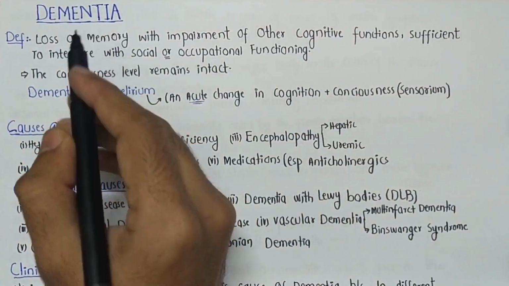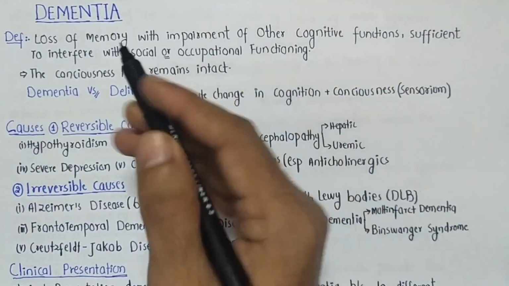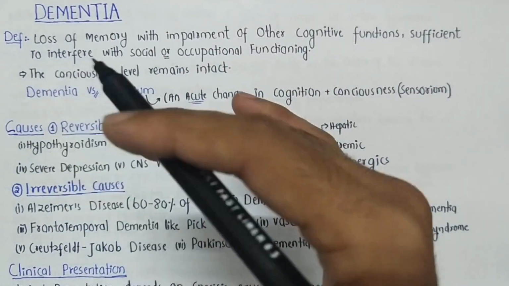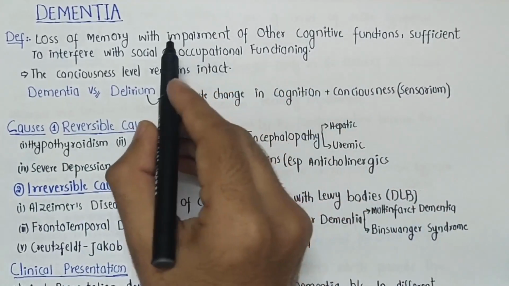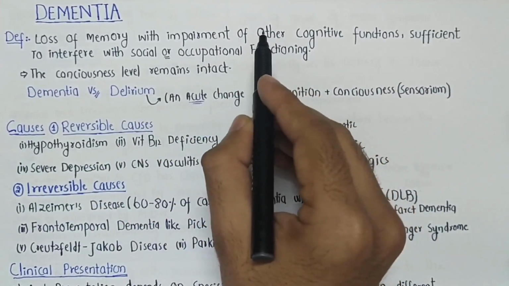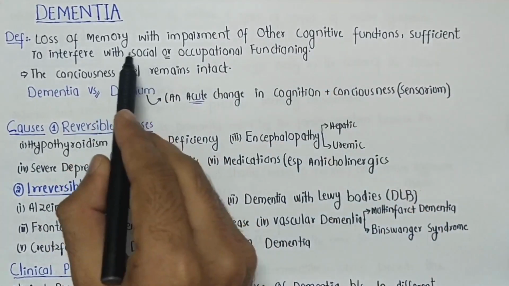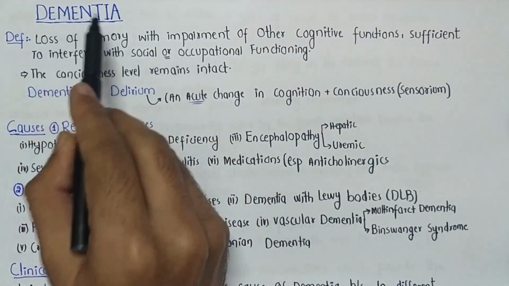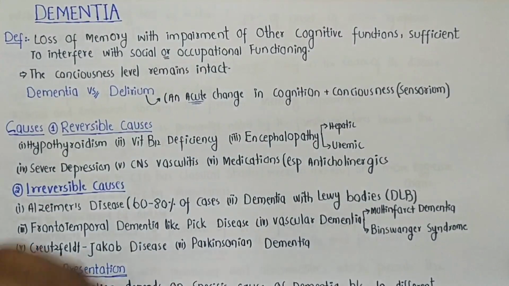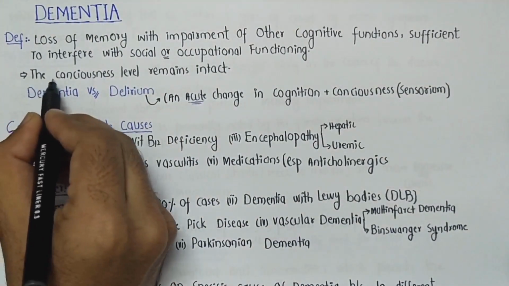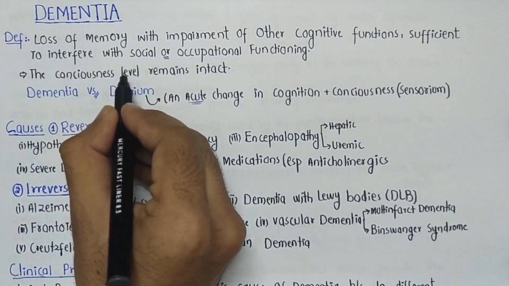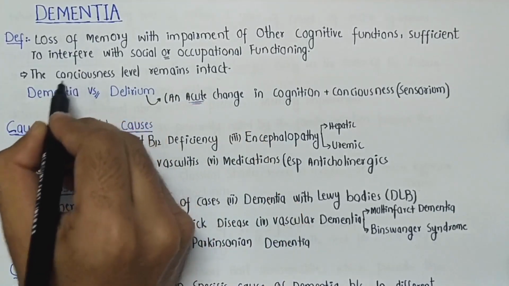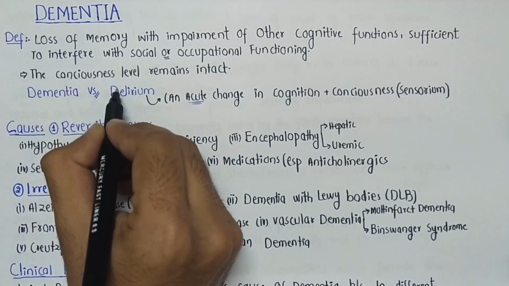The memory loss and cognitive impairment should be significant, up to the mark, such that it starts interfering with the daily life of the patient. So this is what we call dementia. Remember, the consciousness level should remain intact in dementia, and by this we will differentiate dementia from delirium.